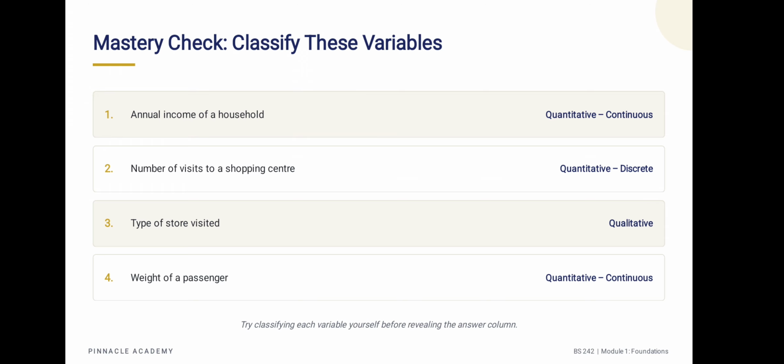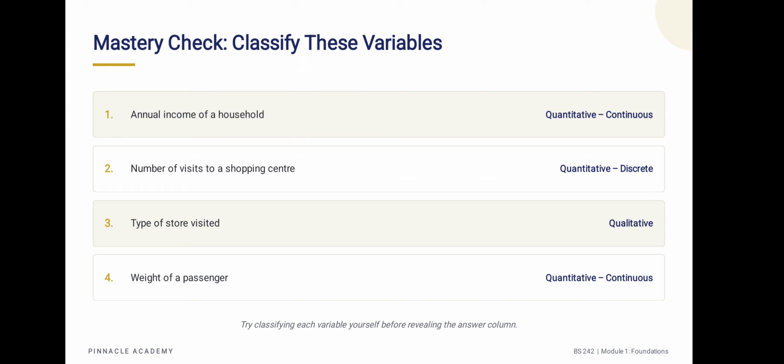The first one is annual income of a household. And this one is quantitative continuous. Income is measured in kwacha and ngwee, and even though we often round it off to whole numbers, in principle, income can fall anywhere along a continuous scale. Someone can earn exactly 15,423 kwacha, 50 ngwee in a year. It's measured, not counted, so it's continuous.